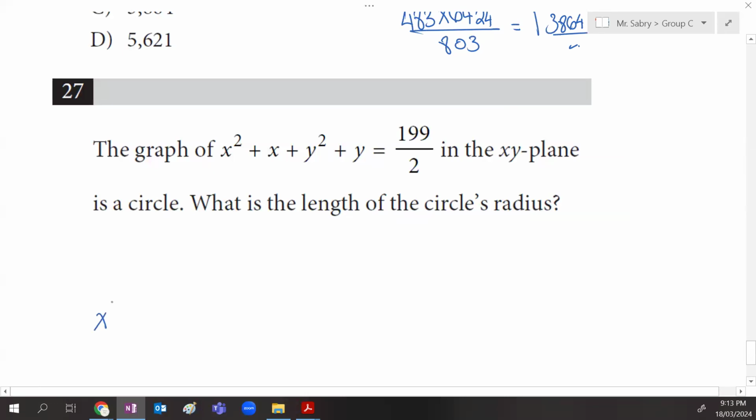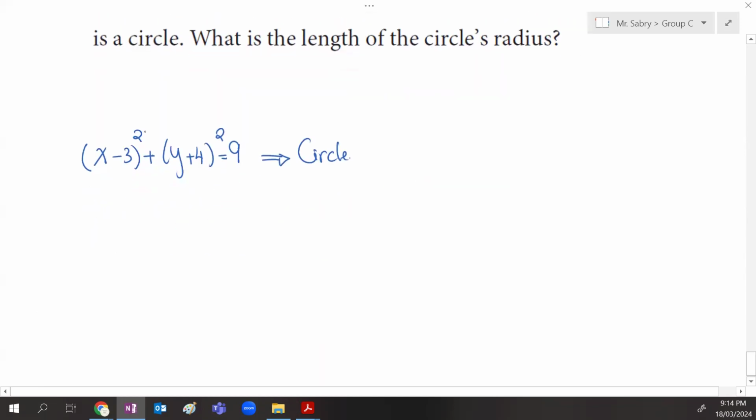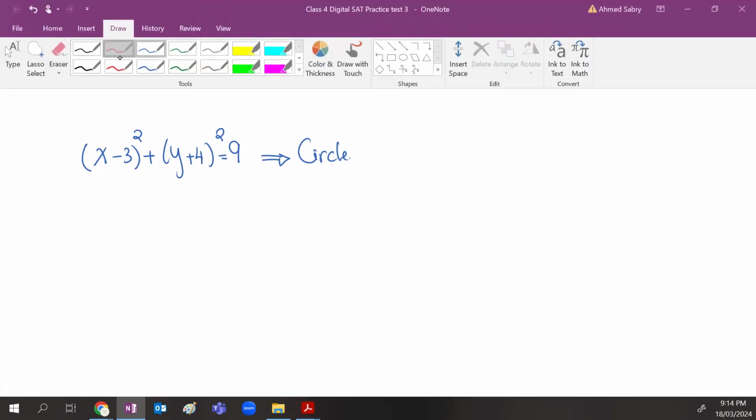If I have, let's say, an equation that goes this way, x minus 3 all to the power of 2 plus y plus 4 all to the power of 2 equals 9. This is definitely the equation of a circle. How did I know that it's a circle? Because x is to the power of 2 and y is to the power of 2. And this is the form of the equation of the circle that we know.